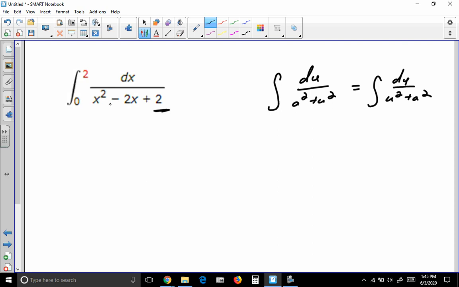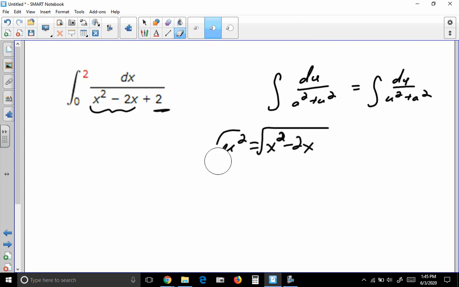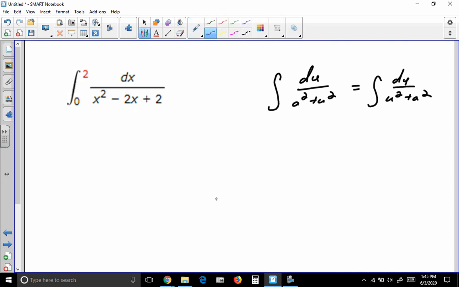That's a constant, but that's not something squared. We can't just simply say, well, u squared is x squared minus 2x, and then take the square root of both sides. That's not a perfect square. So what we want to do is use the method of completing the square so that we can write this with possibly another number as a perfect square trinomial, and then we would have another number to go with this, and that would be our a squared.